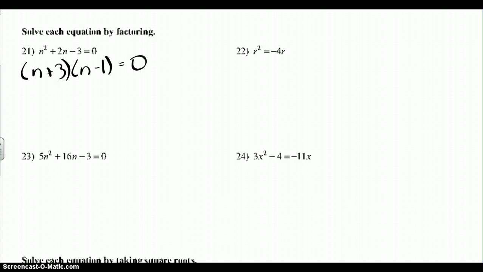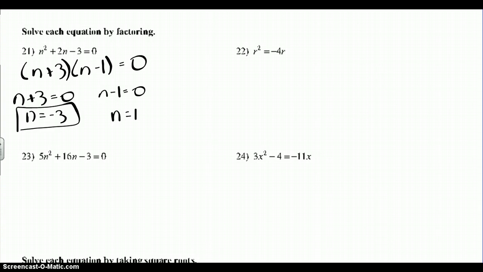And now we've got to set both parts equal to 0. So n plus 3 equals 0, and n minus 1 equals 0. That comes out to n equals -3, and n equals +1. Notice how we have our two solutions.